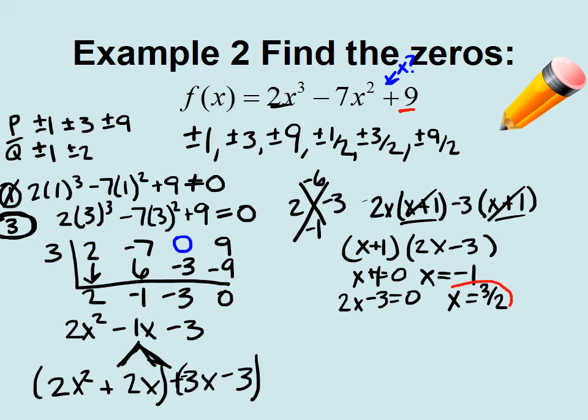So I have x equals 3/2, x equals negative 1, and don't forget the original 0 you found, 3. If I look on my list, I have 3, I have negative 1, and I have positive 3/2. So it matches the list that I created. So I have found all 3 zeros.